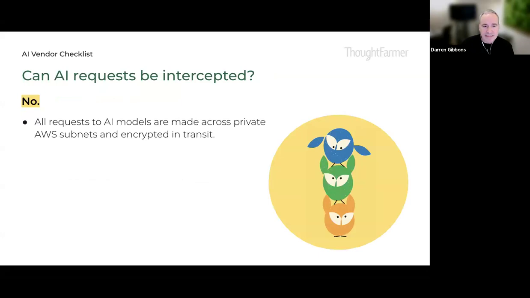Next question is, can the requests to the AI models be intercepted? And the answer is no. All the requests to the AI models are made across private AWS subnets. They're encrypted in transit, so there's no risk of a man-in-the-middle style attack there.